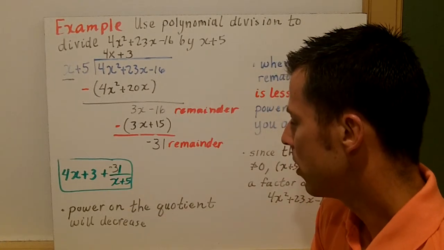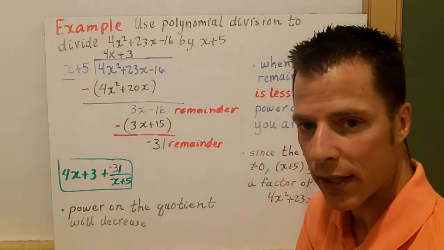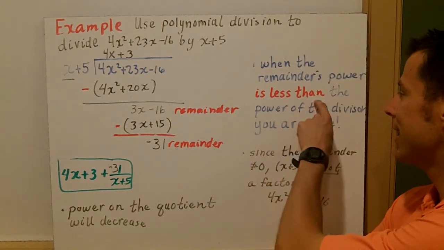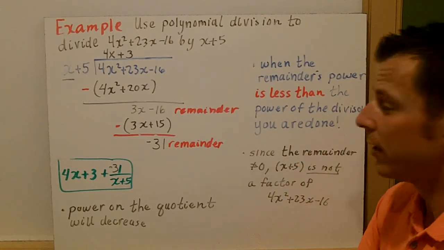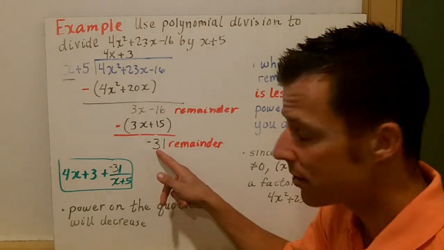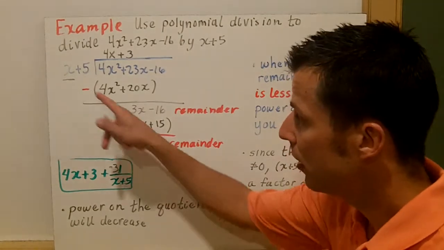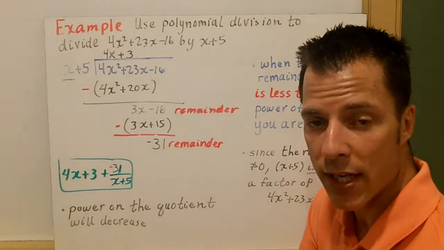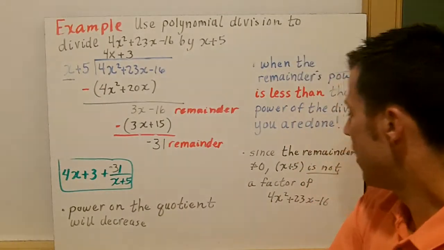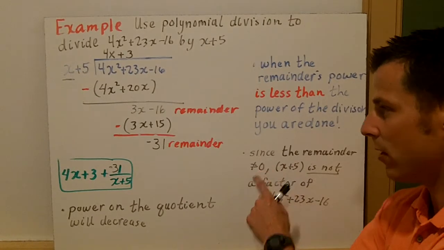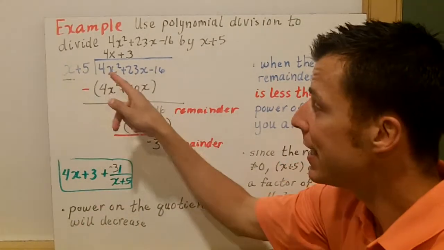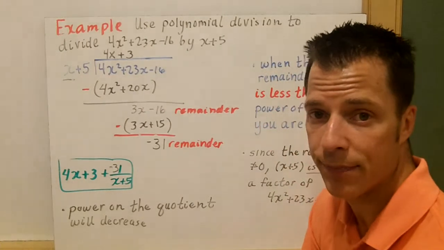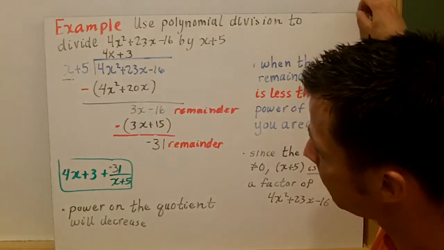There we go. So, how do I know when I'm done polynomial dividing? Well, when your remainder's power is less than the power of your divisor, you're done. So this is negative 31. It's a constant. So it would be x to the 0 power. This is first power. So we're done. Okay, x does not go into negative 31. So I'm done. And also, since the remainder is not 0, we know that x plus 5 is not a factor of 4x squared plus 23x minus 16. Okay? So let's look at another example.